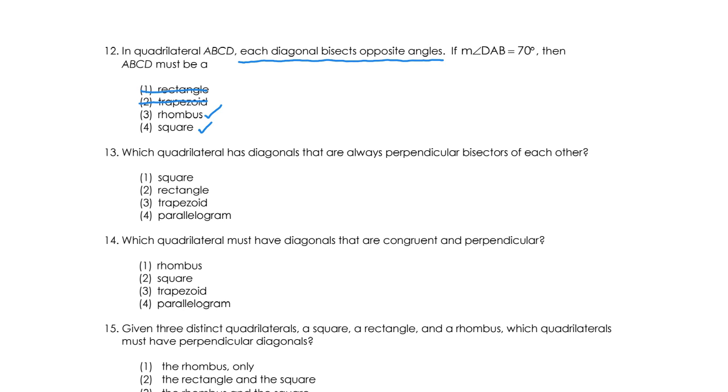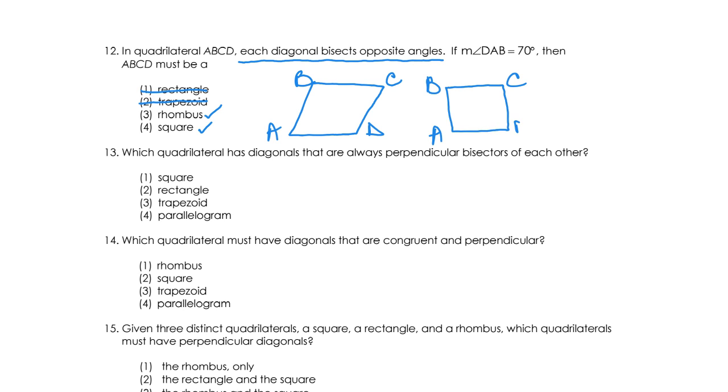So I'm going to go ahead and draw a rhombus and a square and label them. And they're talking about angle DAB. Angle DAB is this angle. We know in a square that that's a 90-degree angle, where in a rhombus, that could be a 70-degree angle. So I'm going to go ahead and say that it's got to be a rhombus, choice 3.